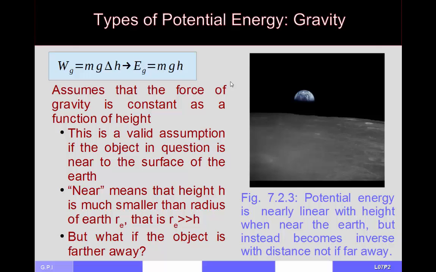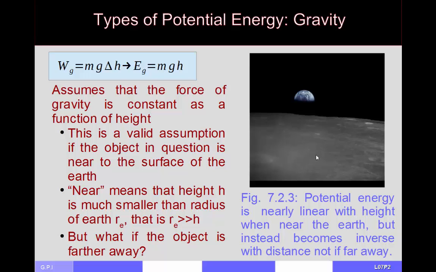So, here is the Earth. And usually we do our experiments pretty near the surface of the Earth. And therefore, these changes in height are relatively small compared to the radius of the Earth. So this is the basic condition then. So the question is, what happens if you go farther away from the Earth?